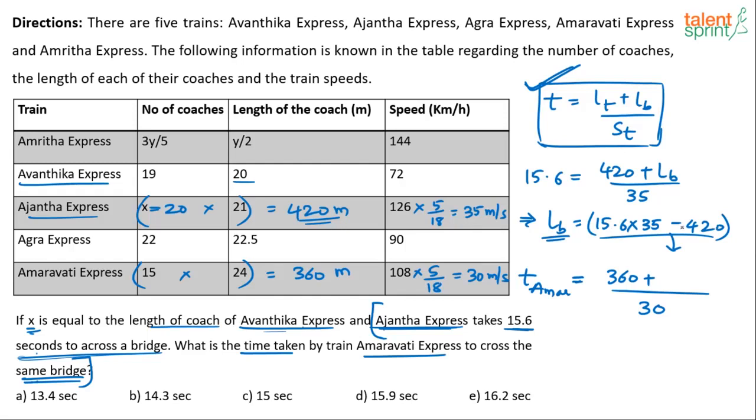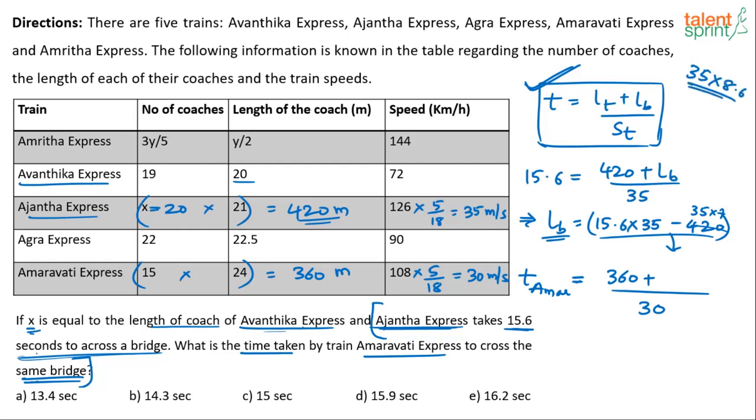Now I'll tell you how to do it. Don't multiply 15.6 with 35. It is going to take a lot of time. I mean, it is complex in my view. What I would do is I'll take 420 as 35 into 7. Maybe that will make it easy. Then if I take 35 common, it will be 15.6 minus 7, 8.6. Anyway, still you will have to do 35 into 8.6.